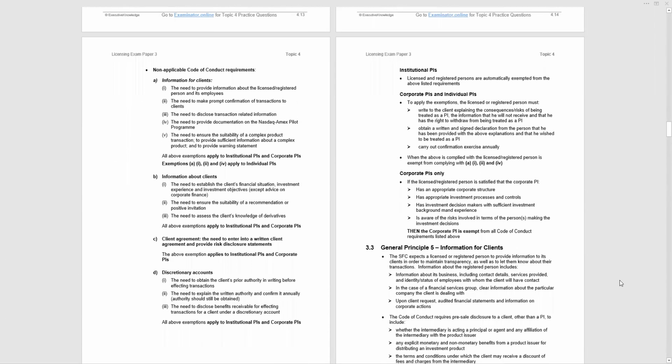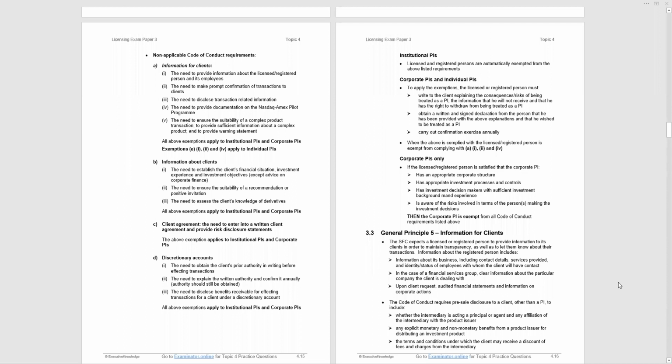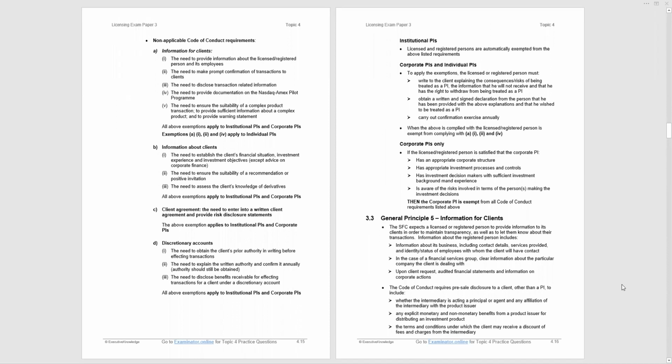Then we go into a whole host of combinations of waivers. Now, on page 4.15, you see at the top, non-applicable code of conduct requirements. Information for clients, and we've listed the details there. And then just underneath point 5, very important guidance: all the above exemptions apply to institutional professional investors and corporate professional investors, but only selected 1, 2, and 4 apply to individuals.